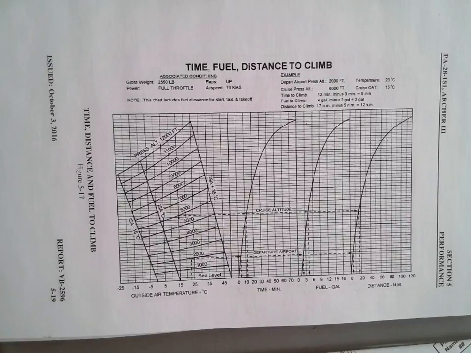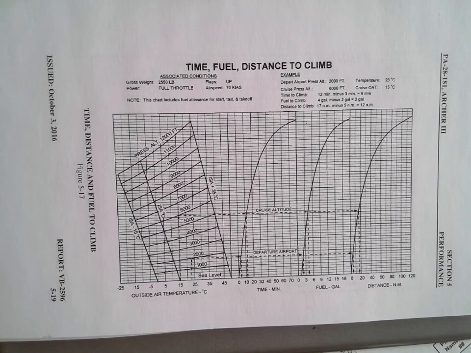Okay, so we're going to use our performance charts to determine the fuel that we're going to use for our climb and also the fuel that we're going to use for the descent, and then we'll use the E6B to determine our fuel burn during cruise. So to determine our fuel during the climb, we can look at the time, fuel, and distance to climb chart in the Piper Archer POH in section 5.